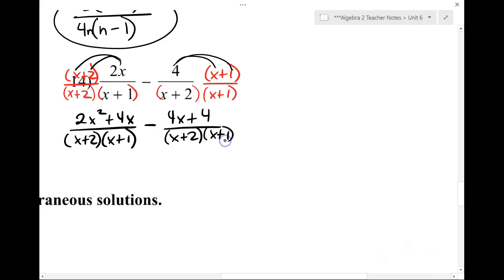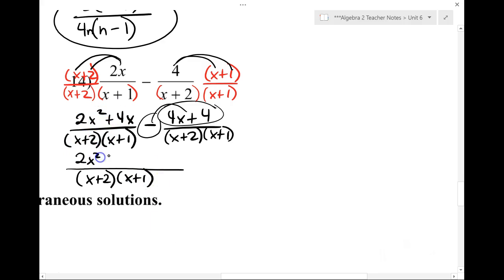Now just remember, I've got a negative here. So what does a negative do to our expression? It changes the signs of the second expression here. It's like we're distributing this negative. So at the same time that I'm going to combine, I'm going to distribute that negative. So first let's write my denominator, and then I'll write the expression on the left, which is 2x squared plus 4x. Then as I write it, I'm going to distribute this negative. So now minus will change the sign of this 4x, and it'll change the sign of the 4. So now I have minus 4x and minus 4.